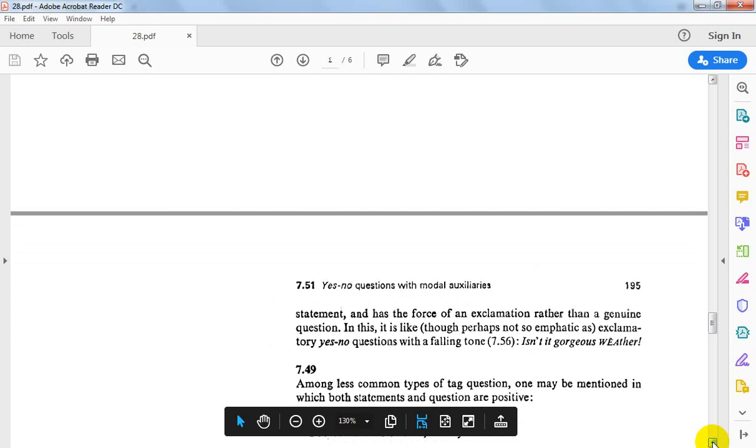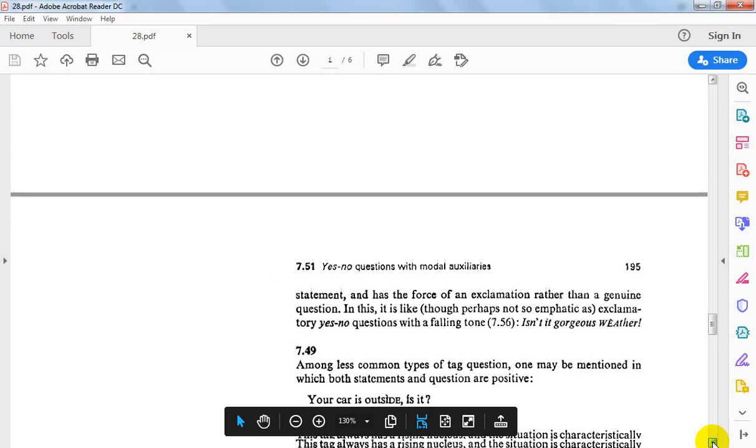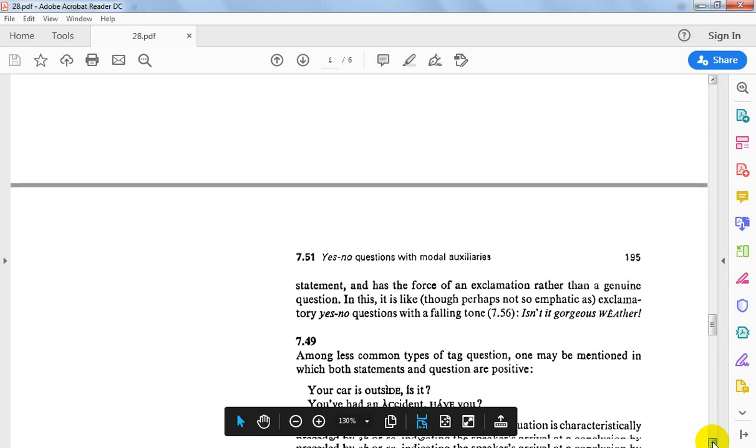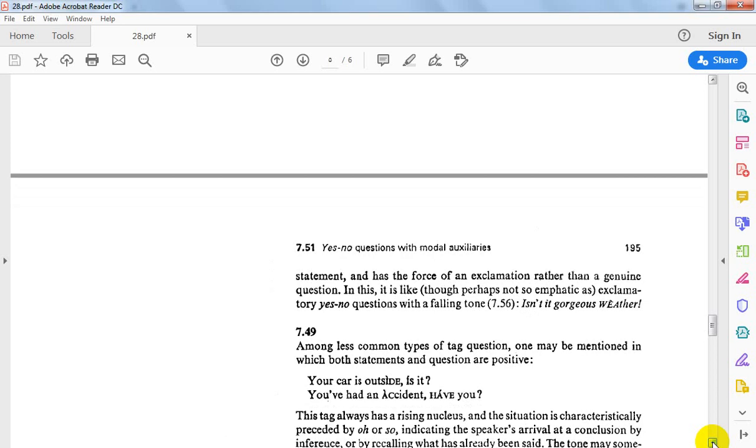7.50 Declarative questions. Here the declarative question doesn't start with an operator, doesn't start with a WH word. It is just like a normal statement in form, a normal declarative sentence, starting with the subject followed by the predicate.